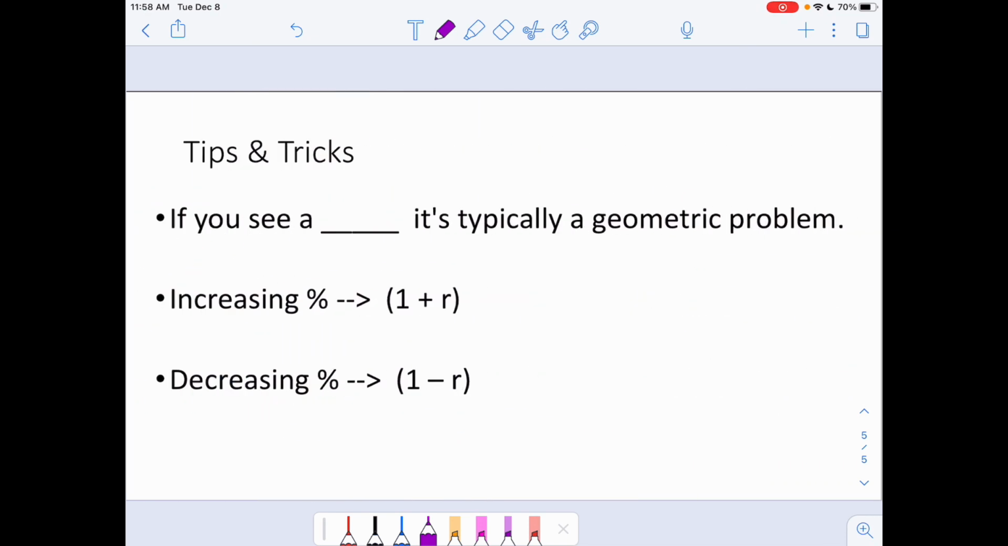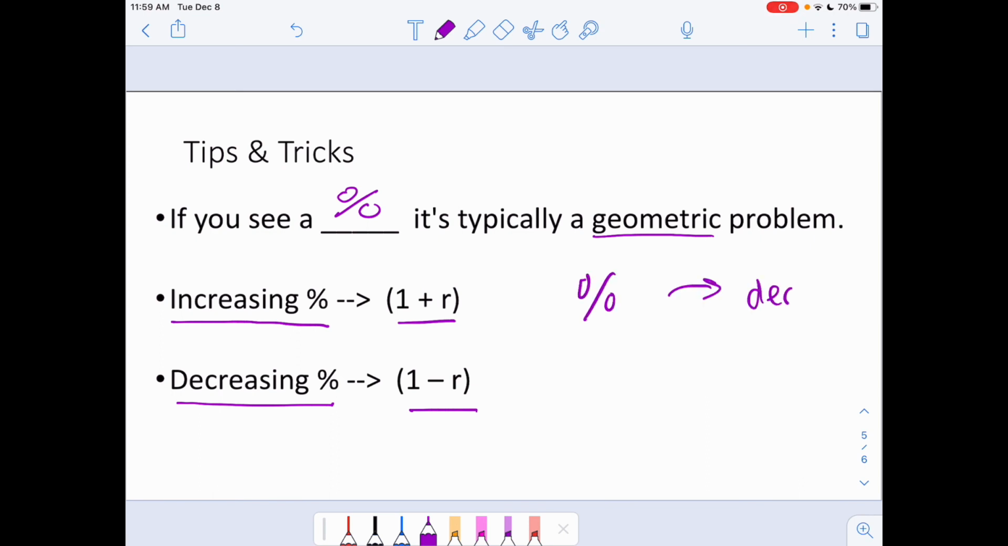Let's summarize what we just learned. If you see a percent, more than likely it's a geometric problem. If it's talking about increasing, make sure to add to 1. And if it's decreasing, make sure to subtract. And as always, you'll need to convert your percents to a decimal. And you can do that by moving the decimal 2 places to the left or by dividing by 100.